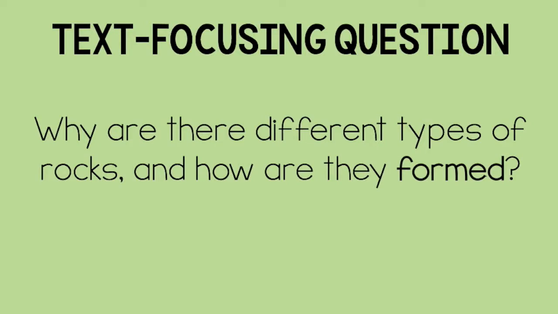Now that we have watched our video and maybe gotten the chance to sing or dance along too, let's return to our text focusing question. Why are there different types of rocks and how are they formed? How does this video help us to answer this question? It gave us lots of information on the formation of the 3 different rock types, igneous, sedimentary, and metamorphic. And it taught us that there are 3 main processes that allow rocks to change from one type to another. These are melting and cooling, weathering and erosion, and heat and pressure.